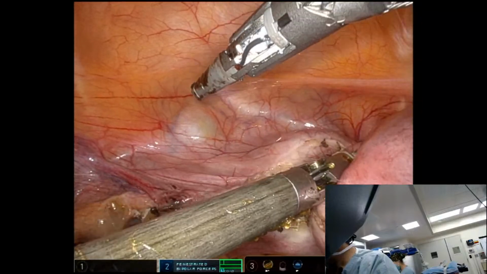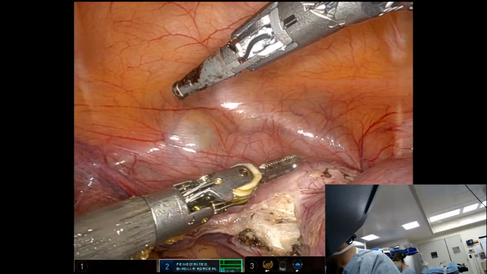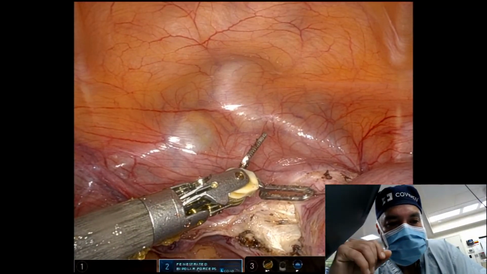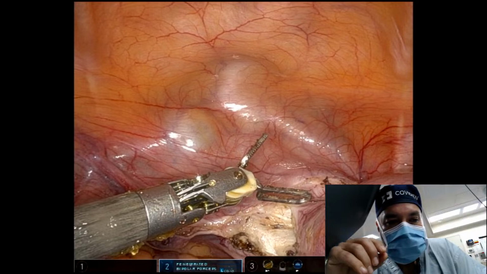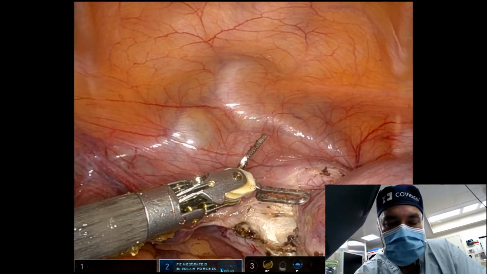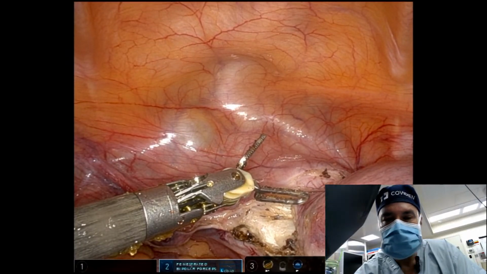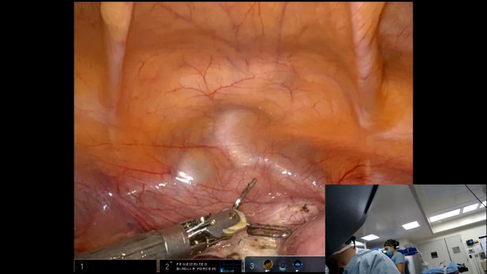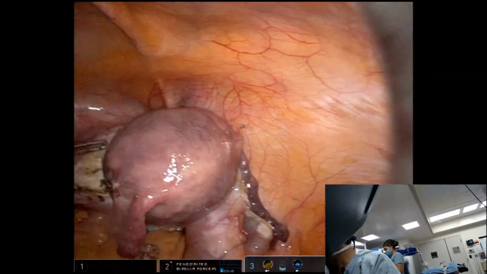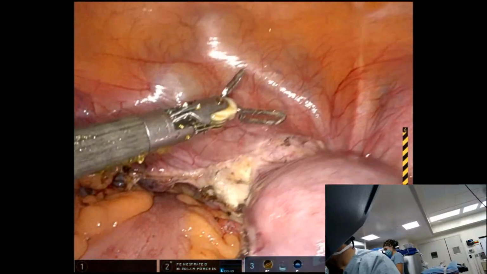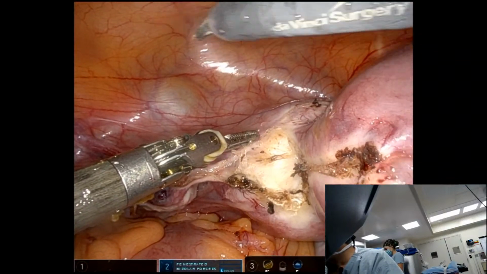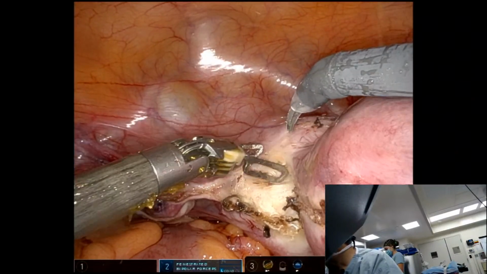Scissors. Now we have the uterine artery on the left side, the uterine artery on the right side. They are going to perform the colpotomy anteriorly to the right side, and then going to the left side.